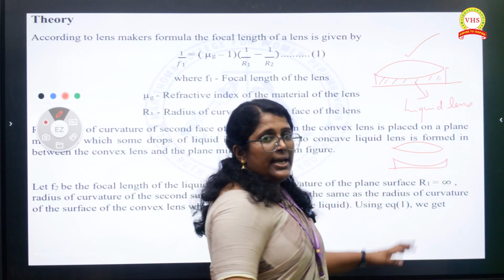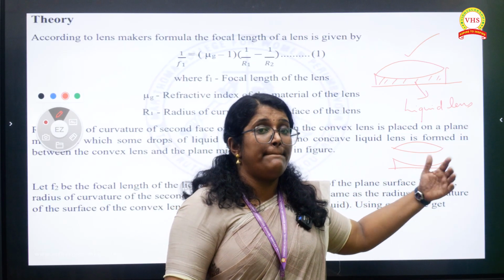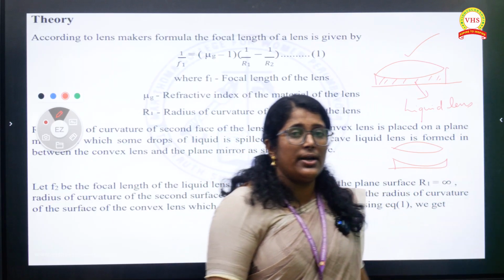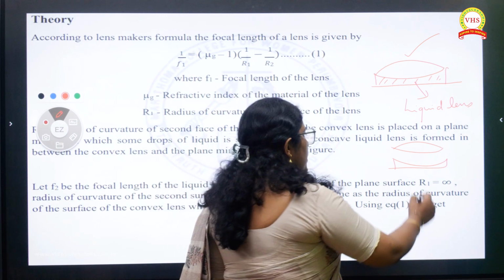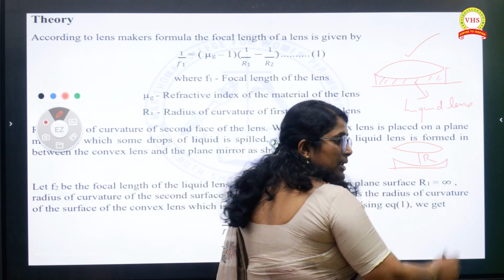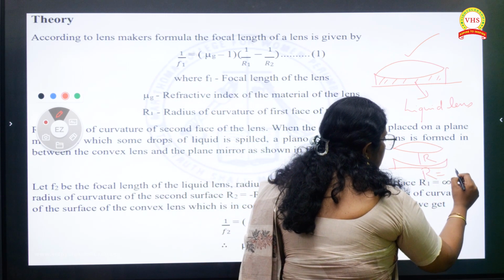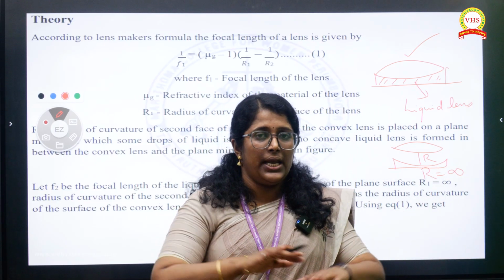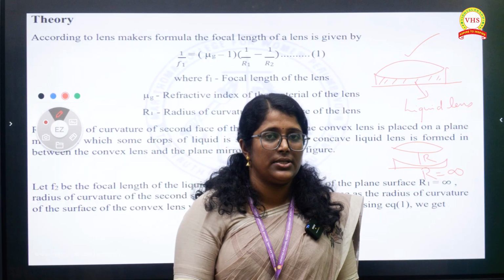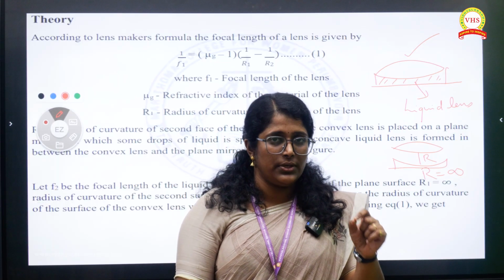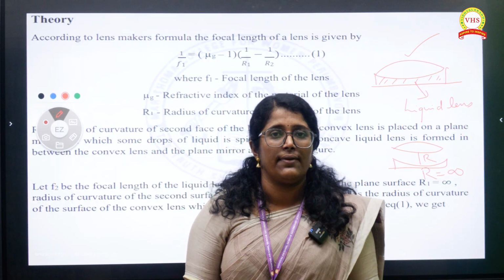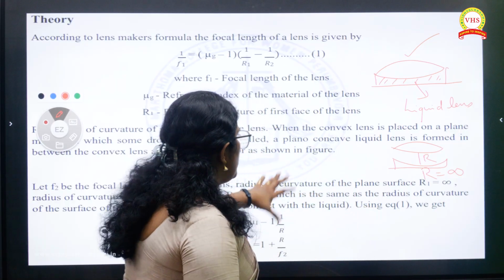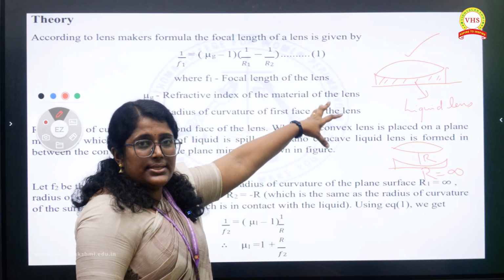The liquid lens is in the shape of plano concave. One side is plane, and the other side is concave. Concave has a radius of curvature, and what is the radius of curvature of the plane? It's nothing but infinity. So when you are doing a problem, make sure whenever you are substituting the value of R and all, it should be properly written. So this is the liquid lens setup.